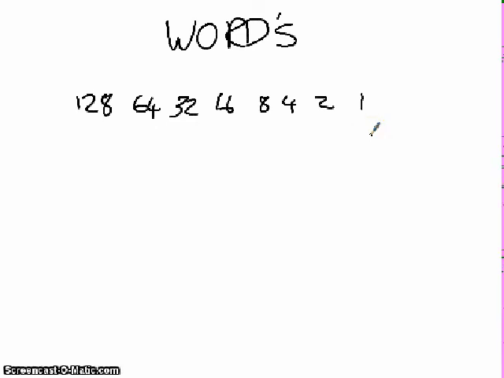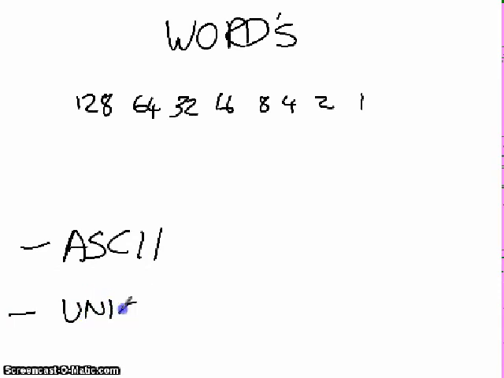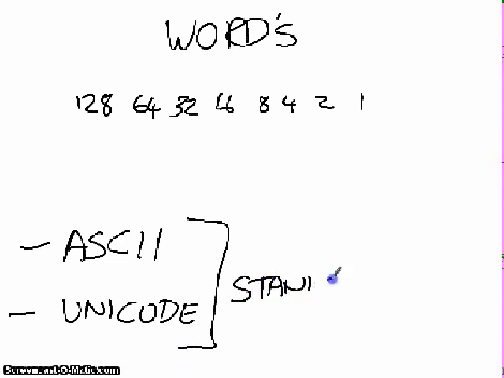so how do we represent words? Well, there are two main ways. There is ASCII and there is Unicode. These are standards. A standard is basically a way of saying this will be the same for the world. And most computer keyboards work on an ASCII character set, which is basically how we see it on the top of the keyboard, QWERTY.